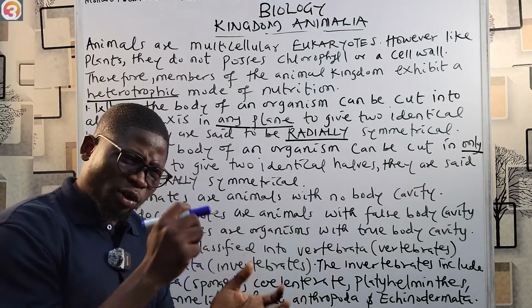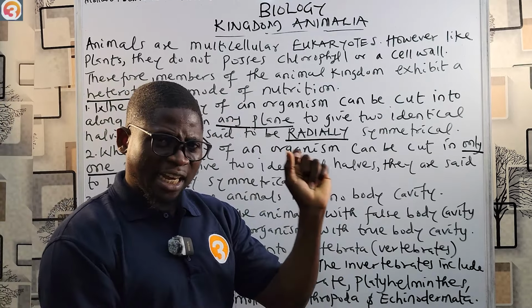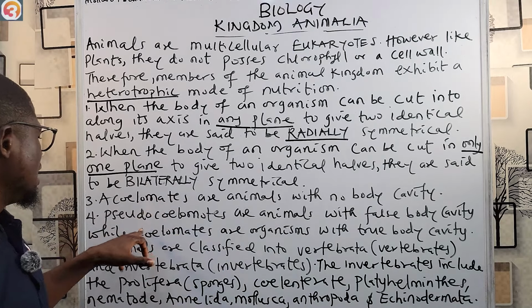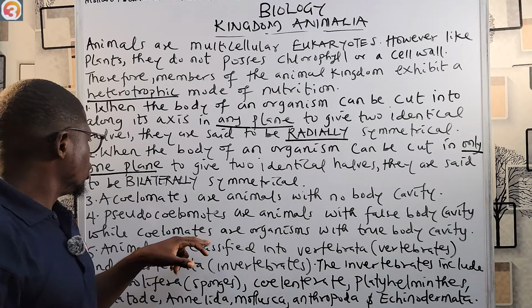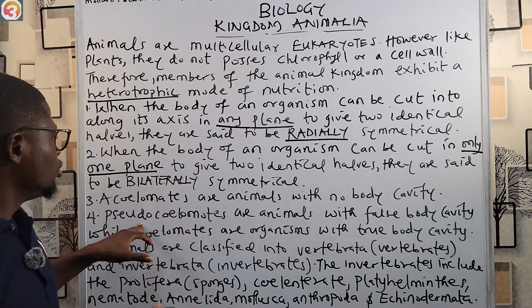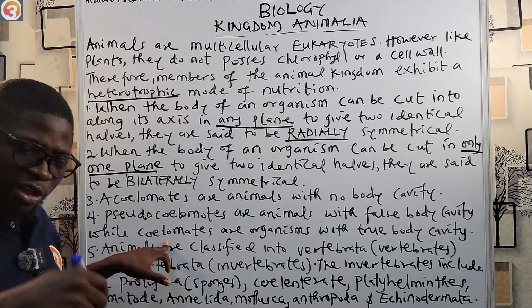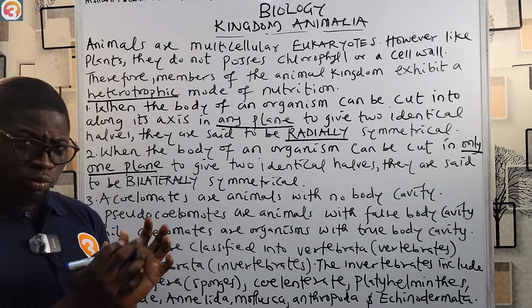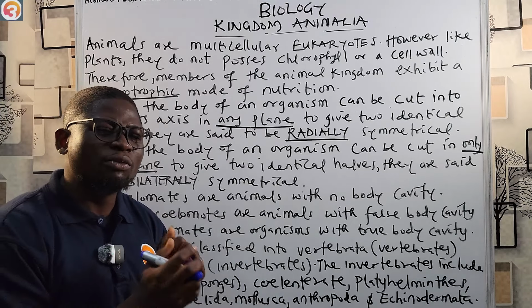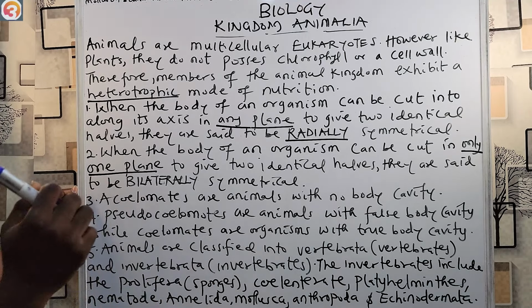Based on whether an animal has a coelom or not, they are differentiated into three in the animal kingdom: the acoelomates, the pseudocoelomates, and the coelomates. The acoelomates do not have a coelom. The pseudocoelomates have what we call a false coelom, while the coelomates have a coelom. I just wanted to establish that for you. The acoelomates are animals with no body cavity.